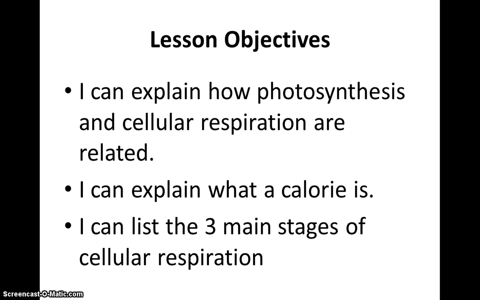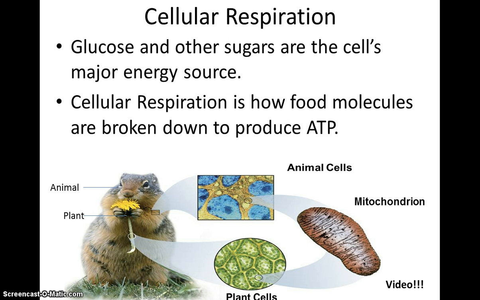The first is, well, really this could be in a different order here, but to explain how photosynthesis and cellular respiration are related to each other, explain what a calorie is, and to be able to list out the 3 main stages of cellular respiration, and say how much ATP goes with each one.